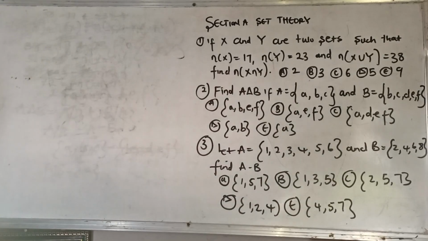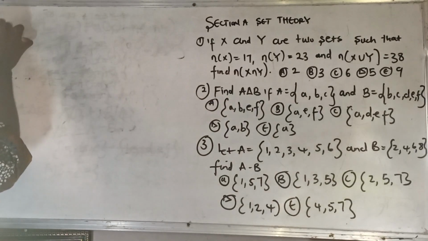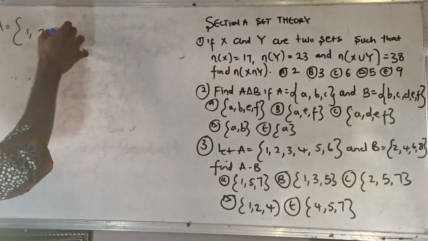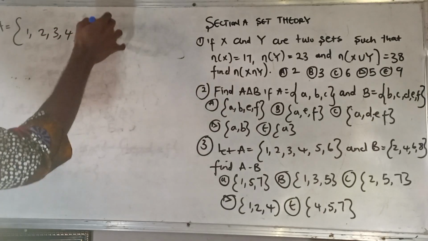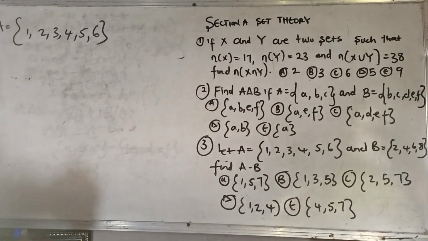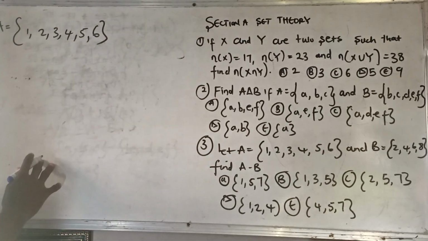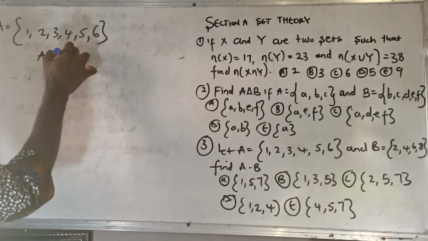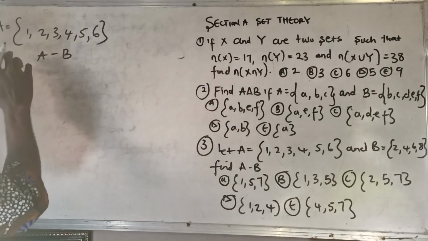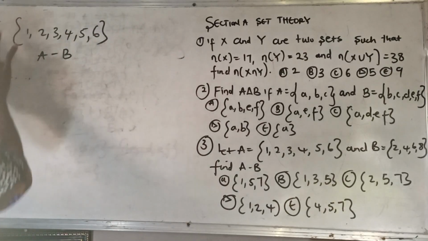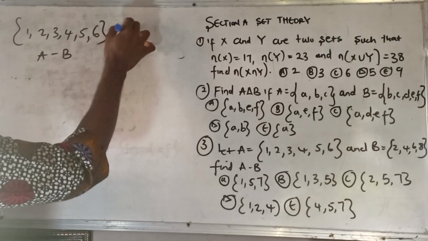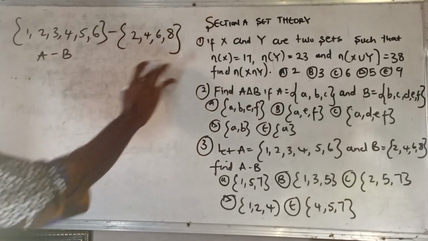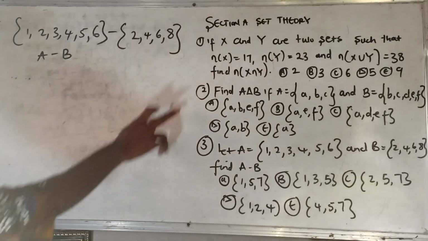Question number 3: if A is equal to the elements 1, 2, 3, 4, 5, 6, and B is given to be 2, 4, 6, find A minus B. For me to find A minus B, that means we need to subtract B from A. Let me write my B. B is given to be 2, 4, 6, and 8.